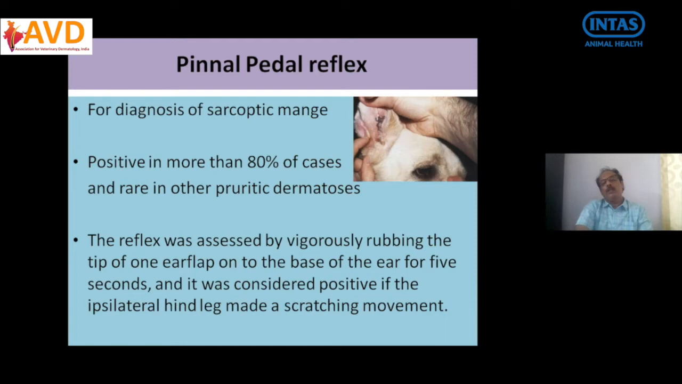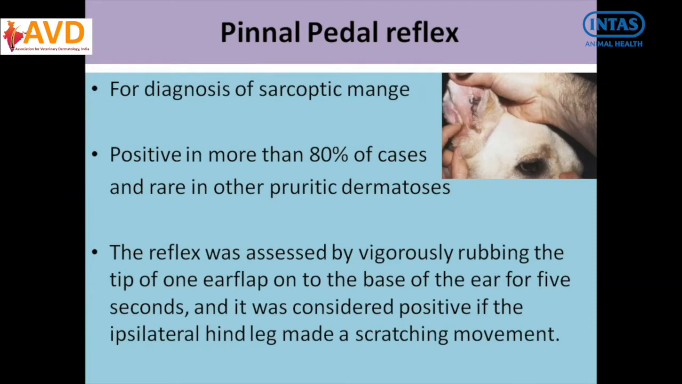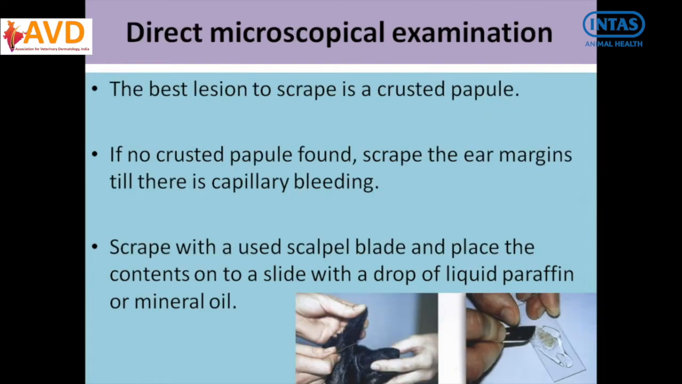And another typical test you can do is a pinnal pedal reflex. This is a special test for sarcoptic mange, and literature says that it is positive in more than 80% of sarcoptic mange cases and rare in other pruritic dermatosis. So the reflex can be assessed by vigorously rubbing the tip of one ear flap onto the base of the ear for 5 seconds. The pinnal pedal reflex is positive if the ipsilateral hind leg makes a scratching movement. So if the animal shows a scratching movement, you can very well tell that the animal is suffering from sarcoptic mange, and this is a very easy and convenient test to detect the mange.